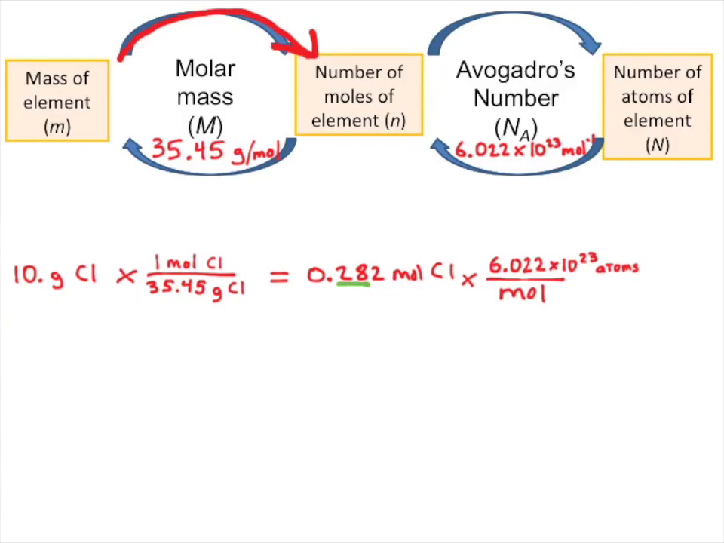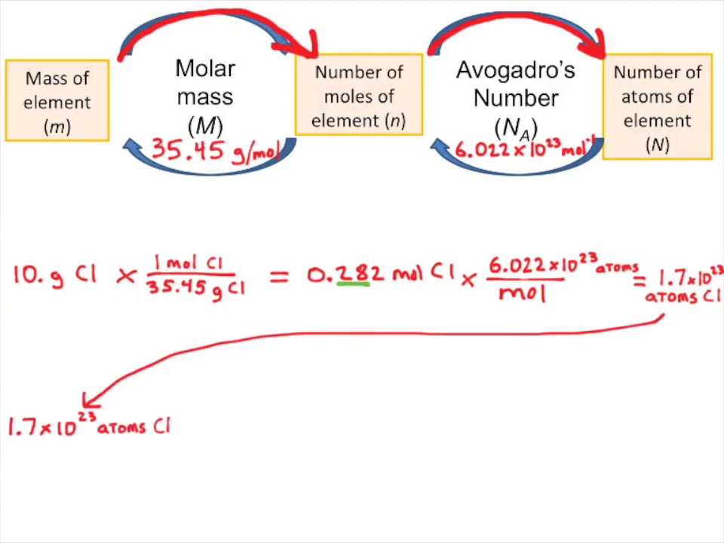We need to arrange it so that the moles are on the bottom, and then this means that the 6.022 times 10 to the 23rd goes to the top. Now we can hit equals: 1.7 times 10 to the 23rd atoms of chlorine. Sorry, I ran out of space there. And then on the top I showed what step we just did in the conceptual diagram. Okay, so this would answer the question, how many atoms of chlorine are present in 10 grams?